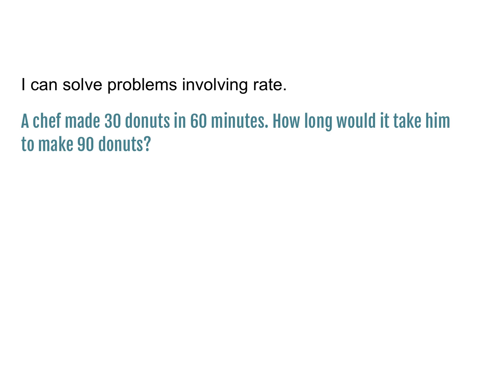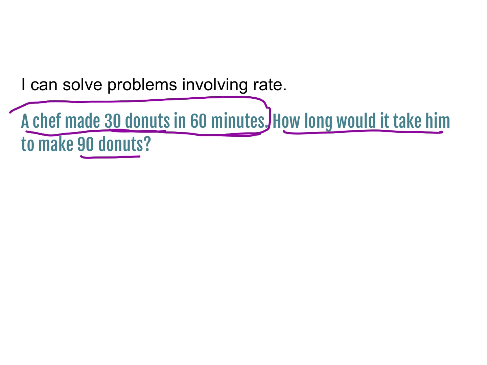So for this first one, it says, a chef made 30 donuts in 60 minutes. How long would it take him to make 90 donuts? So notice this 90 donuts and this 30 donuts. See how those match? And the thing I want to know is how long would it take, which would be minutes. So I'm going to take my first situation here. Normally they come in the same sentence. So the 2 numbers, they come in the same sentence, and I'm going to set that up.